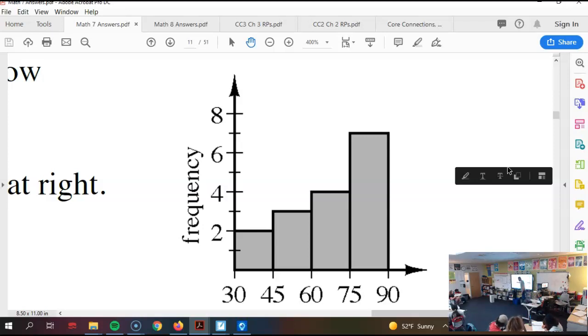The y-axis has to be how many, right? Frequency is how many. So there were 2 points of data in the 30 to 45 range. There were 3 in the 45 to 60. If we look at your paper and count up, there were 4 in the 60 to 75. And how many were here? 7. So most of our data that we're looking at is right here. Most of our data is right there.